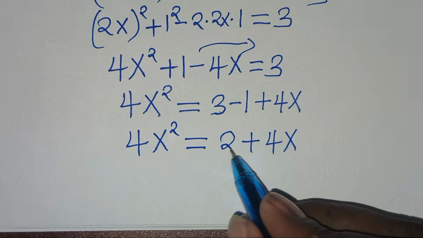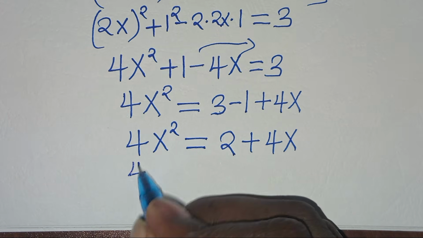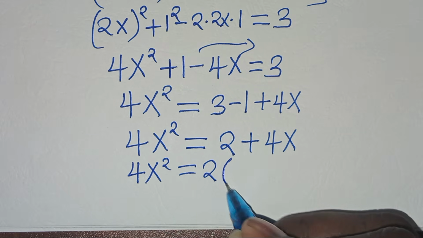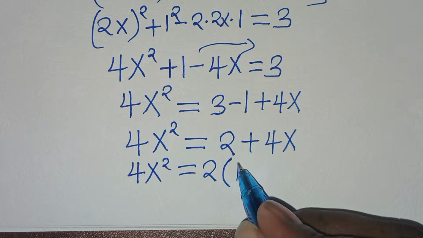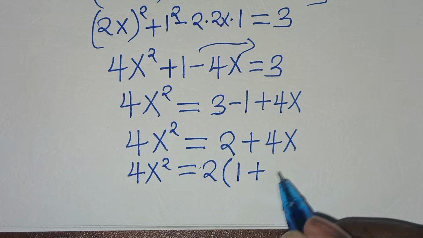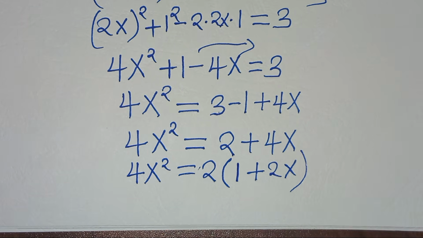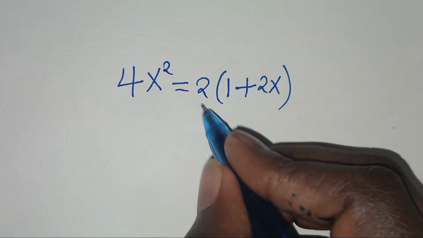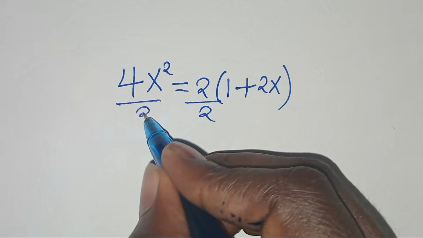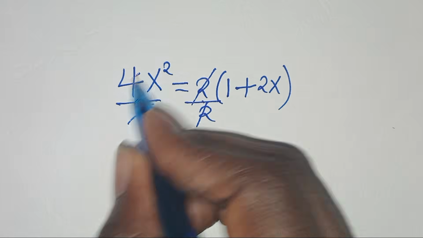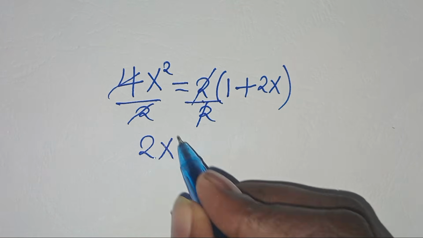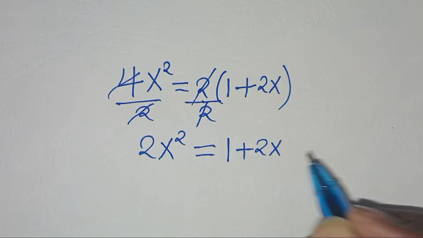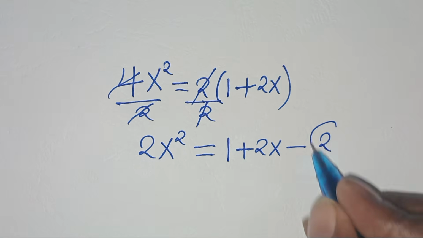Now, since 2 is common here, we can factor out 2 into the parentheses, so that we have 2 times, 2 divided by 2, this is 1, plus 4x divided by 2, this is 2x. Now the next step is to divide on both sides by 2, so that now here we have 2x to the power of 2. This is equal to 1 plus 2x. Let's call this equation 2.